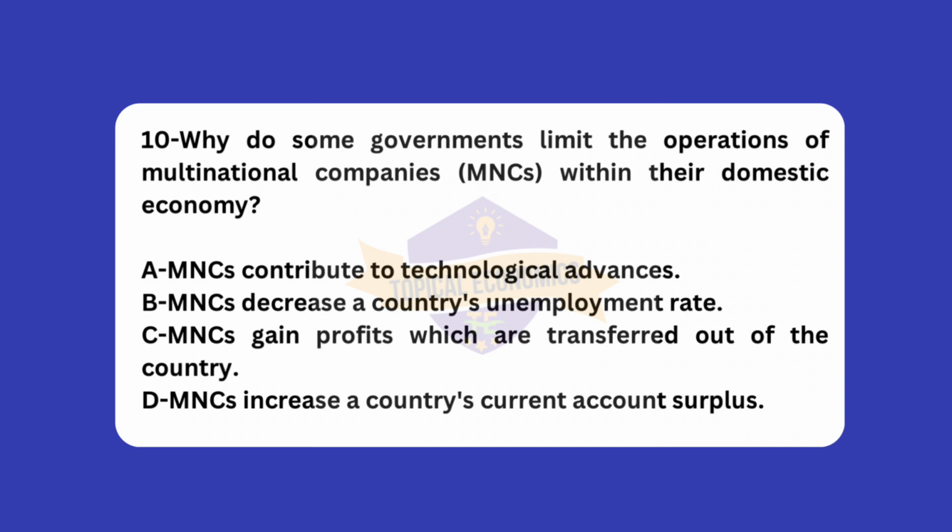This could be your correct answer, because governments may limit the operations of multinational companies because a certain portion of the profits which is earned by MNCs, which is of a significant amount, is often repatriated to their home countries. So this leads to a loss of capital within the domestic economy. So this is the answer. But let us even look at option D. Option D is MNCs increase a country's current account surplus. This is also typically a positive outcome. It's not a reason for restrictions. So the correct answer is option C.